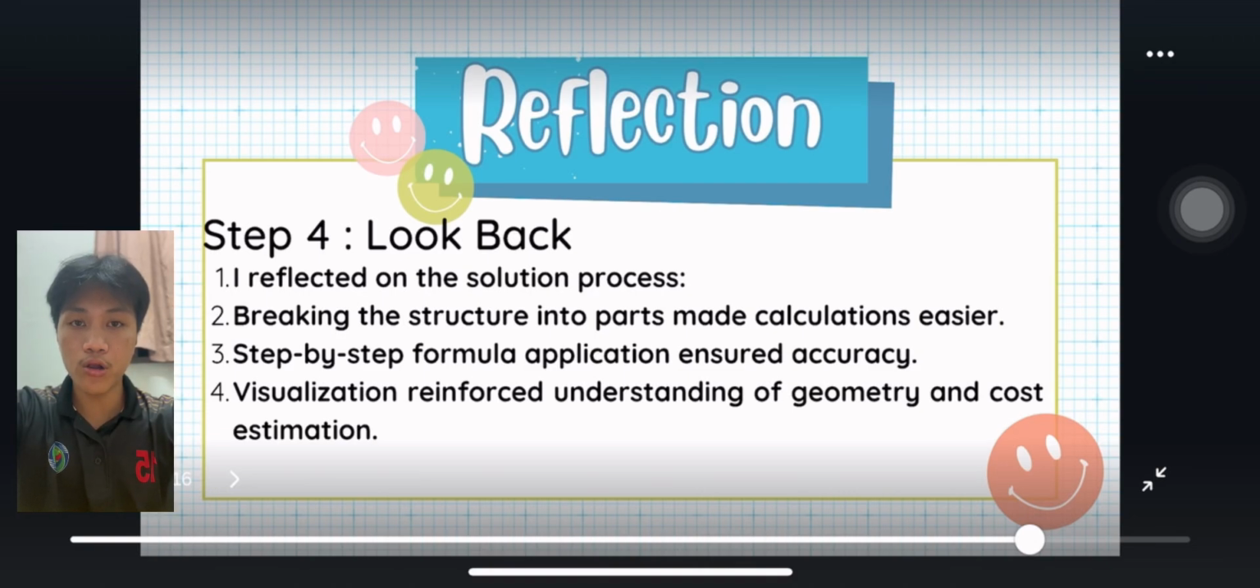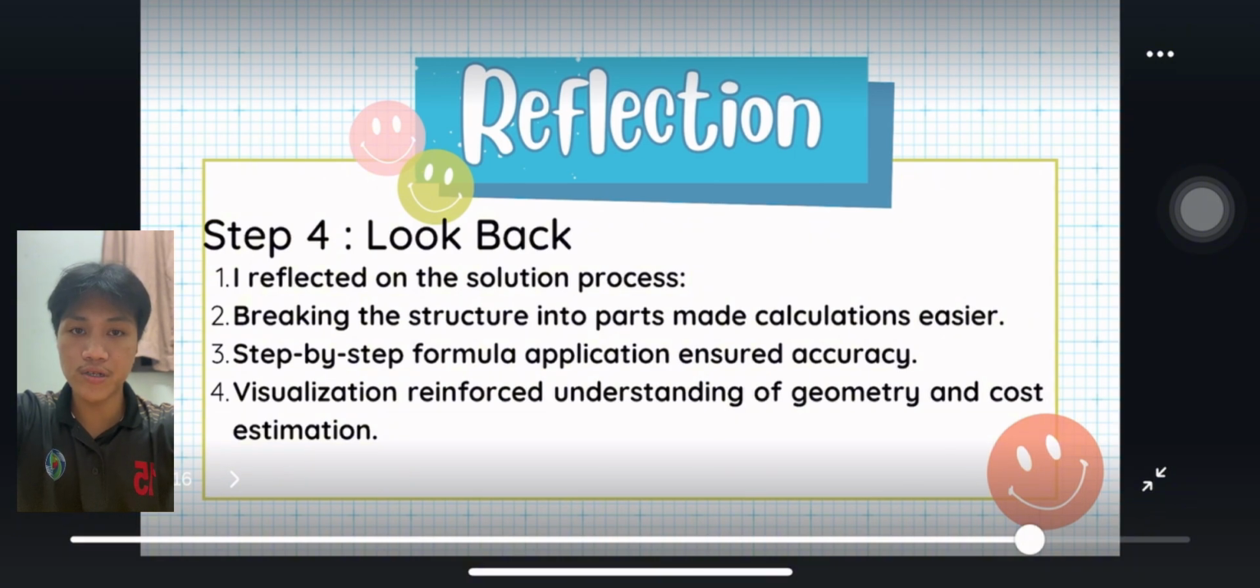Now, following Polya step 4, looking back. I reflected on the problem solving process. I realized that breaking the building into two parts, the cube and the pyramid, made the calculation much easier and more organized. This step helped me to avoid confusion and ensured I applied the formulas correctly.